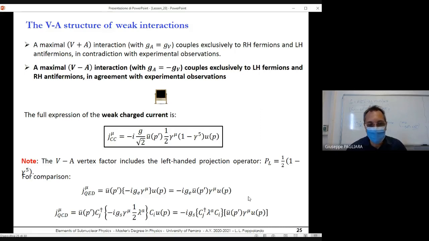Now, for comparison with QED and QCD: this is the charged current, and this is what we know already from QED, the vertex current, and for QCD, which is exactly the same. In both cases we have a vector current, but in QCD you have to take into account the color factor. Now we have all three together here, and you can compare.